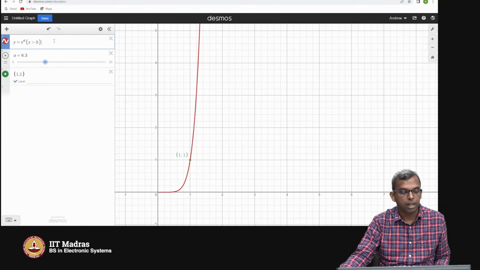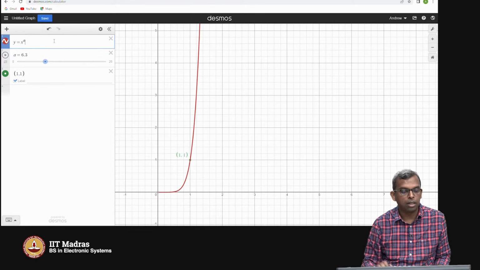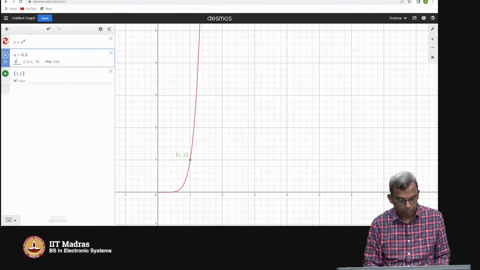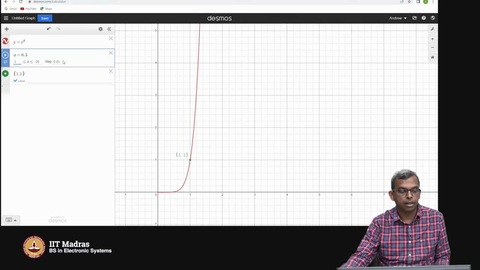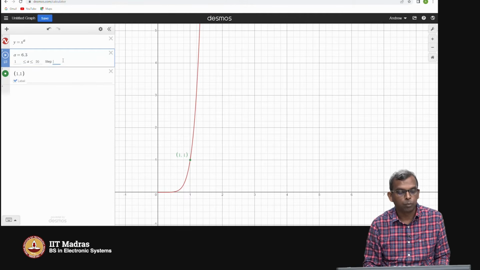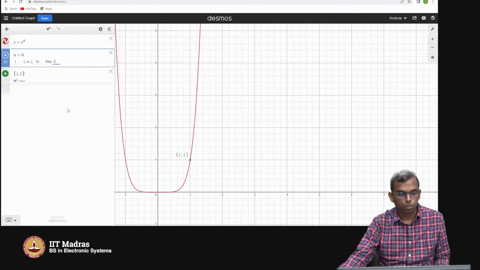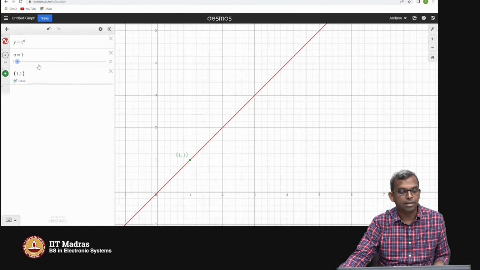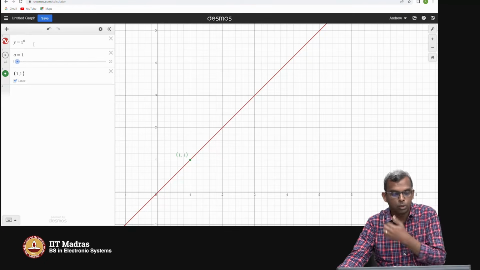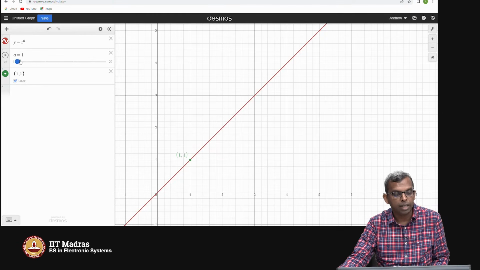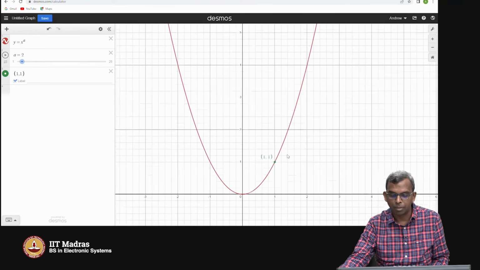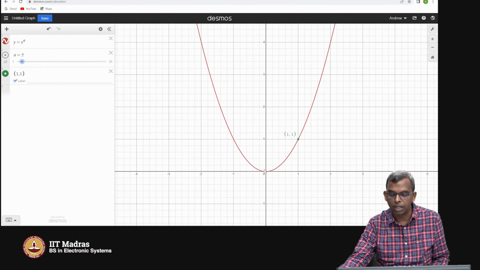So y equals x to the a. I'm going to do all x, and then a is going to be 1, 2, 3, etc. and step is going to be 1. Okay. Let's start with y equals x. This is like a equals 1, so this is y equals x. And then as I go to the next step, when a becomes 2, I get this nice parabolic shape, y equals x squared, right?